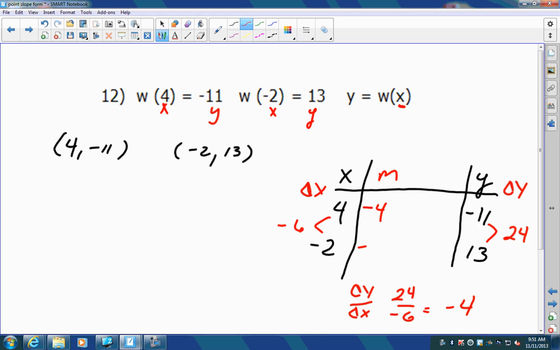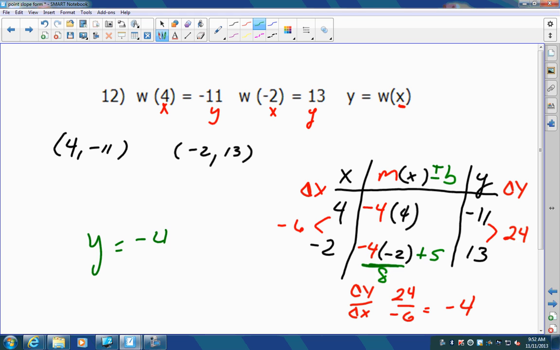So -4. Now I take it times my x. I've got my 4 and -2. Doesn't matter which one you do because I'm trying to figure out my y-intercept. I'm going to multiply -4 times -2 and I get a +8. What do I have to add or subtract to 8 to get to 13? +5. So my equation becomes y equals -4x plus 5.